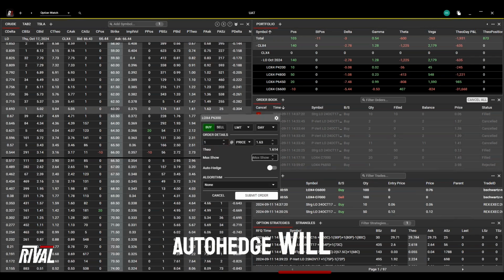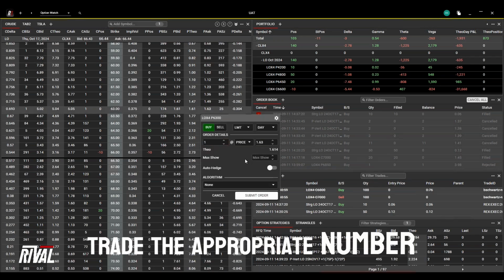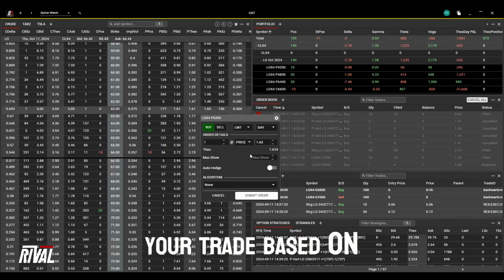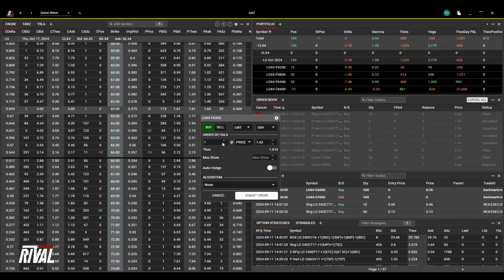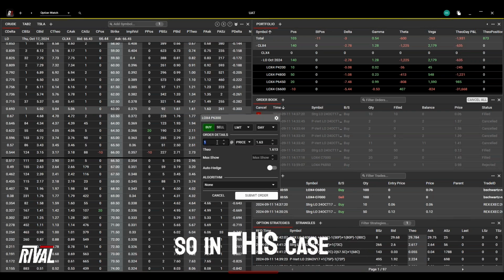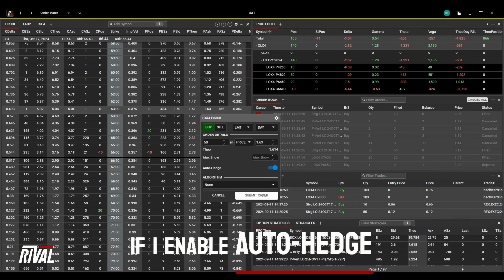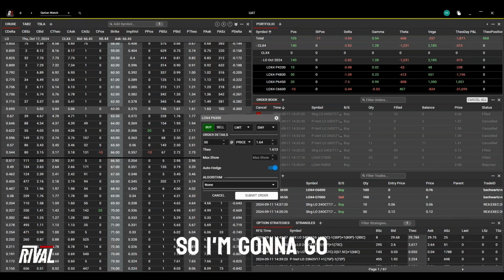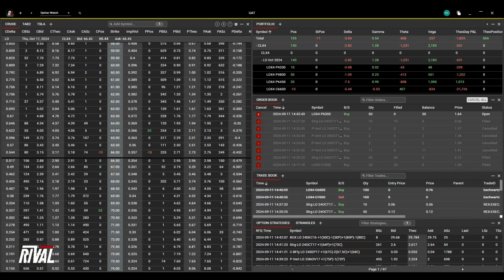Auto hedge will trade the appropriate number of futures to get you delta neutral on your trade based on our calculated delta. So in this case, if I want to buy 50 of these 63 puts, my delta is approximately 30. If I enable auto hedge and I submit this order to buy 50, and I want to make sure I get a fill, so I'm going to go ahead and take this up.